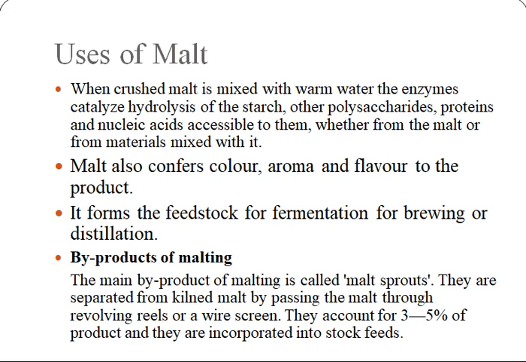So what are the byproducts of malting and where can we use them? The main byproduct of malting is called malt sprouts. We separate them from the kilned malt by passing the malt through revolving reels on a screen. They count for about 3 to 5% of the product, and they are incorporated into stock feeds.